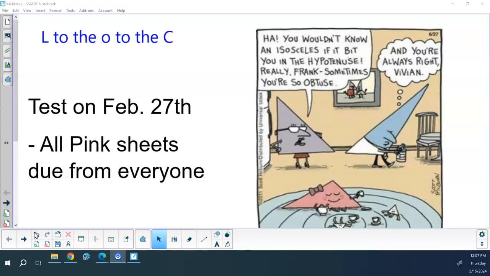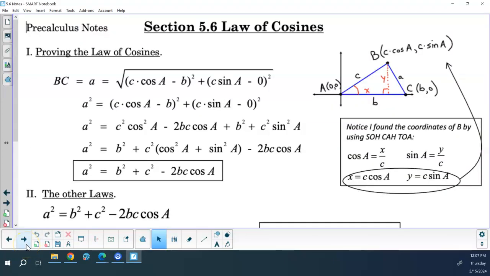So, then, today, we're going to start talking a little bit about the law of cosines. Now, the actual proof for the law of cosines comes out of a quadrant 1 triangle, where we can find the coordinates of point B based off of that particular triangle and put them all in. So we're basically trying to find the length here of side A.